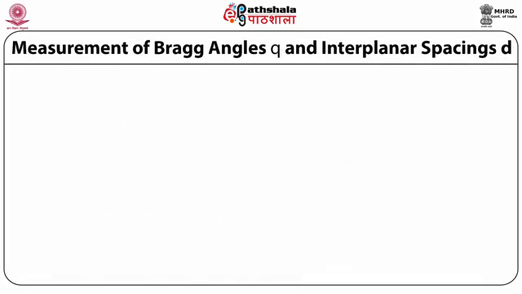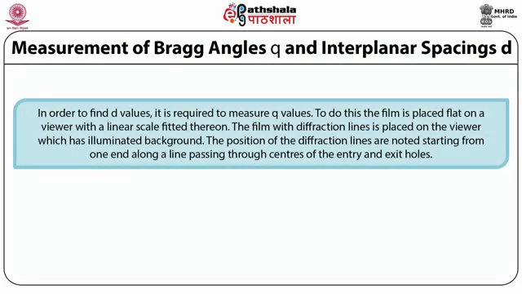Measurement of Bragg angles theta and the interplanar spacings d. In order to find d values, it is required to measure theta values. To do this, the film is placed flat on a viewer with a linear scale fitted thereon. The film with diffraction lines is placed on the viewer, which has an illuminated background.